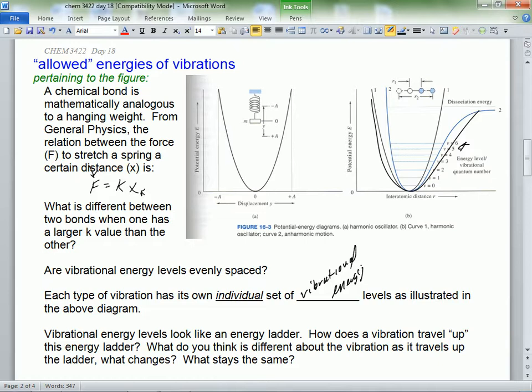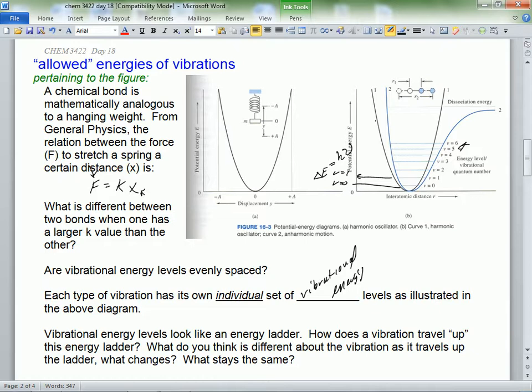If you want to go from V equals 0 to V equals 1, figure out what this energy is, figure out what this energy is, and subtract the two. That's delta E. That has to equal h nu, or hc over lambda. It absorbs energy, and the energy has to actually match the difference between the levels.